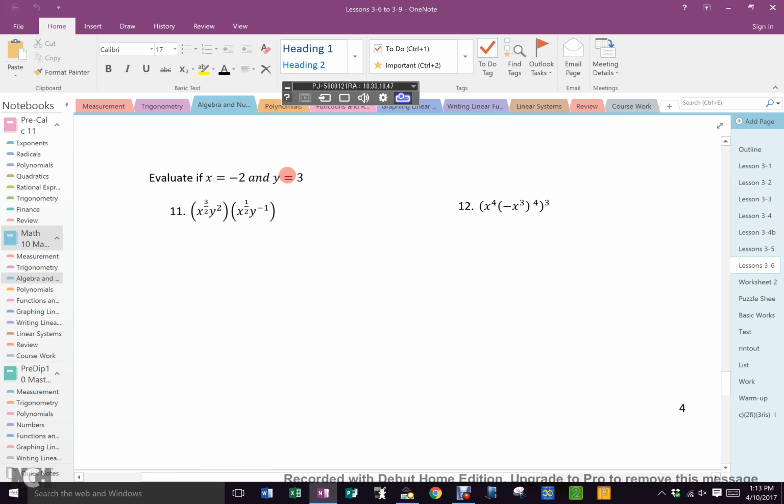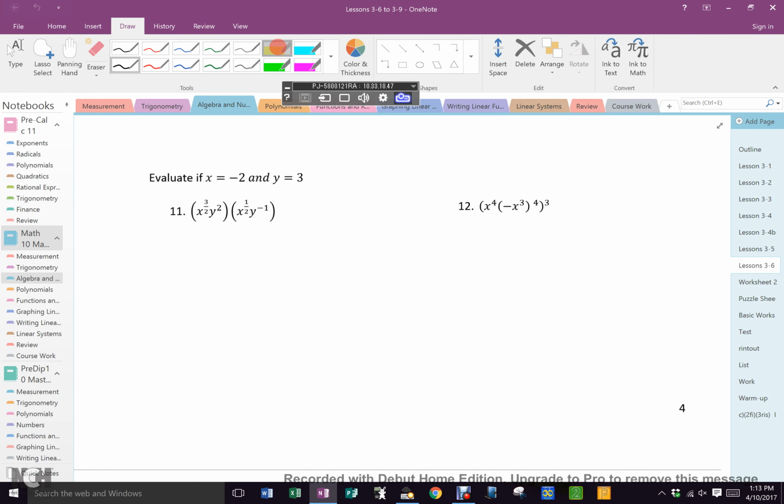This question here differs from what we have been doing in the past in this unit because this says evaluate, which means you are given a choice. You can either plug these numbers in at the beginning, or at the end.